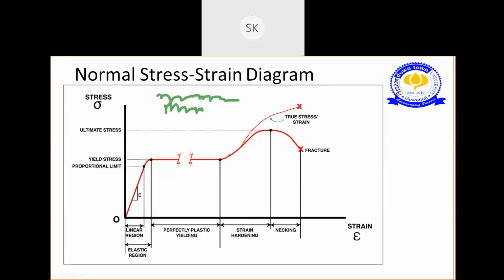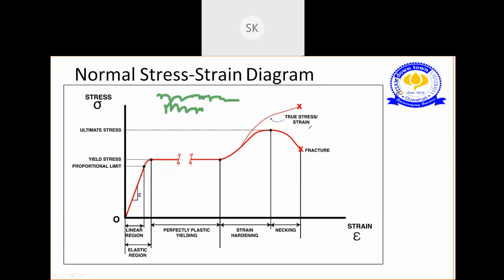So this is your strain. After plastic, you will have the strain hardening region, where you will get the highest stress a material can take. After this point, your structure starts breaking, or it will fracture. And this part is called necking.